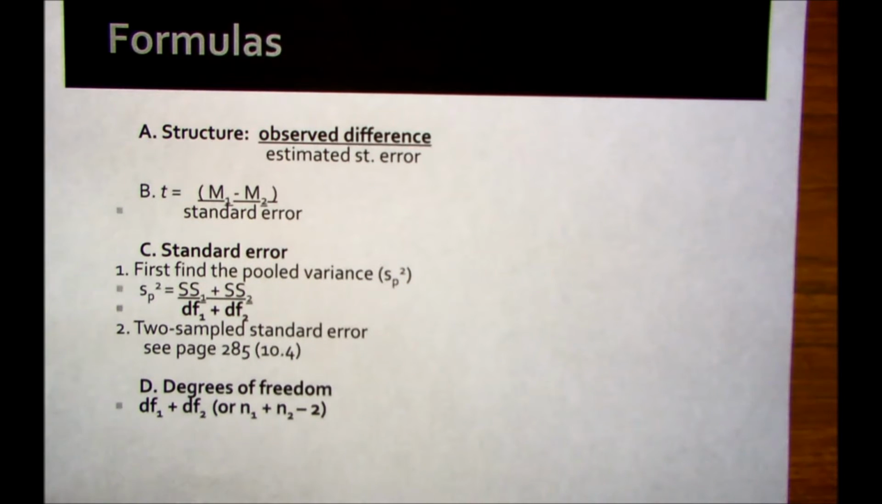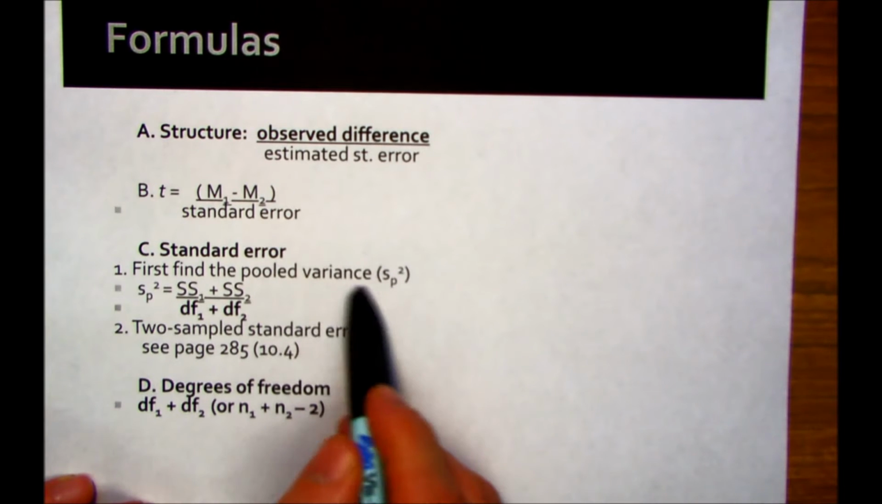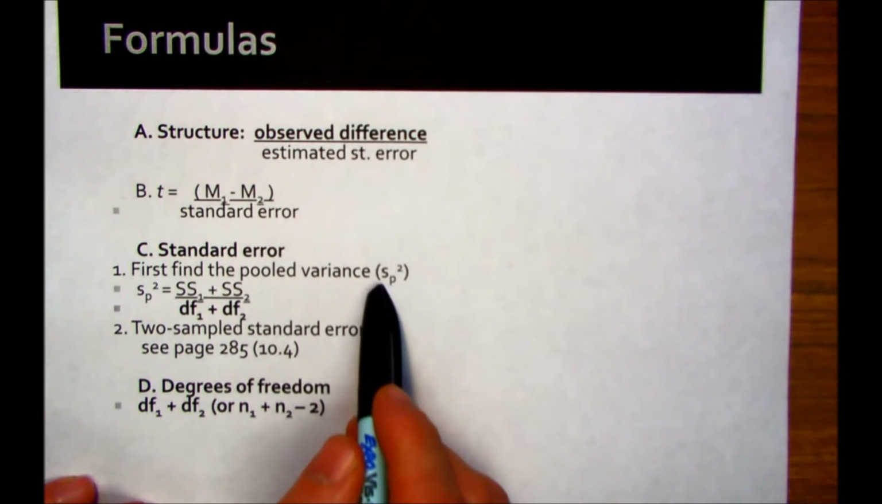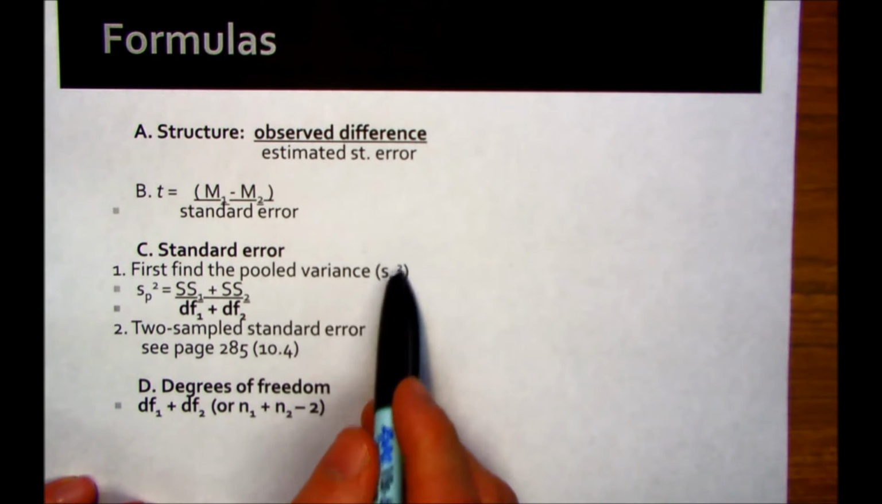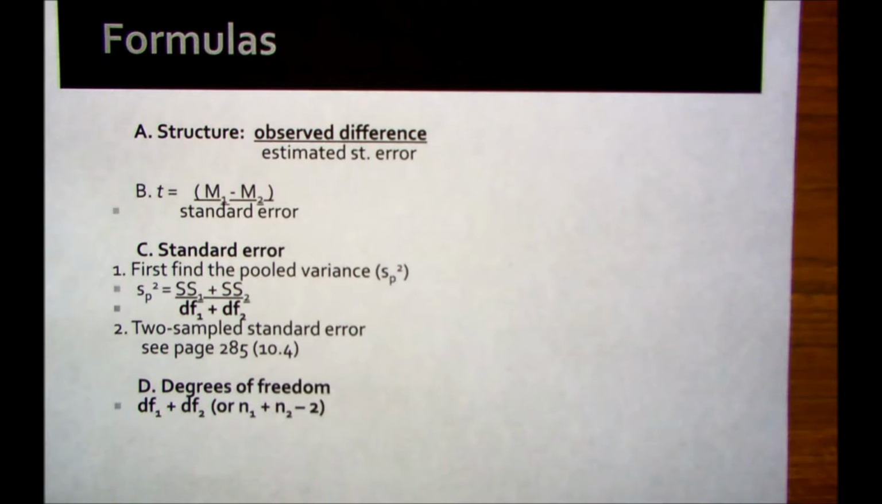Getting at that estimated standard error is a little bit more work for this. One of the things we're going to need, if there are different sample sizes in the two groups, is what's called a pooled variance. You see the symbol for this, S sub p squared. The pooled variance is just a weighted average variance.